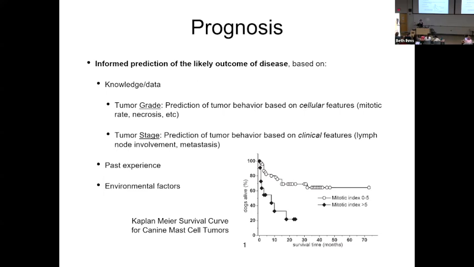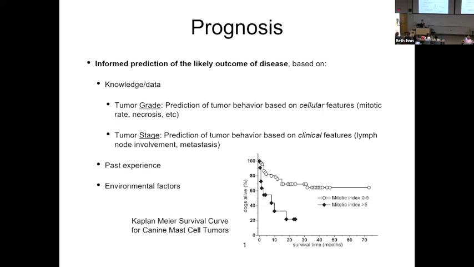Prognosis. So this is an informed prediction of the likely outcome of disease. It's based on past experience, it's based on literature, all this data that has accumulated. What I, as a pathologist, do is I will grade a tumor for you. Send me a tumor, I will predict how it's gonna behave based on how cells look. How mitotically active is it? How crazy do the cells look? How different do they look from their normal cell origin? How much necrosis is there? How much death is going on?